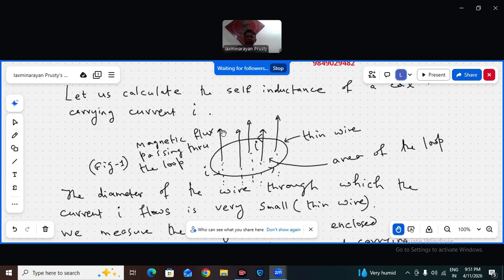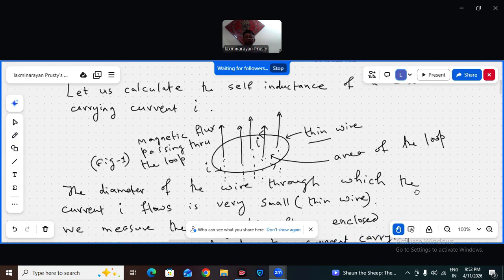But to measure that, we may have to give charge, measure the corresponding potential rise, and take the ratio of charge divided by that potential rise. For the measurement purpose, we may have to give some charge. Similarly, to measure the self-inductance of this coil, we pass current I, and this is a thin wire. See, this thin wire is very important. The diameter of the wire is negligibly small, and the magnetic flux enclosed within this loop is shown by the arrow mark.